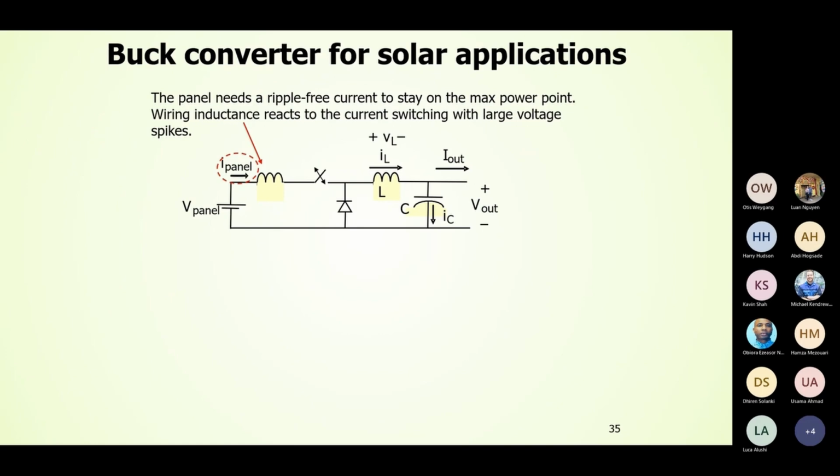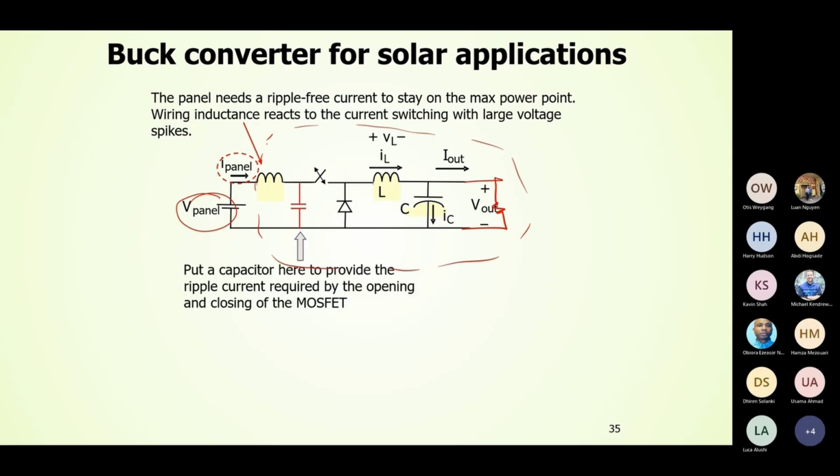And this is actually the circuit diagram for solar application. So this is the buck converter. Here you will connect your load. This could be a battery. And here you have the voltage panel. Ideally, we also add a capacitor.